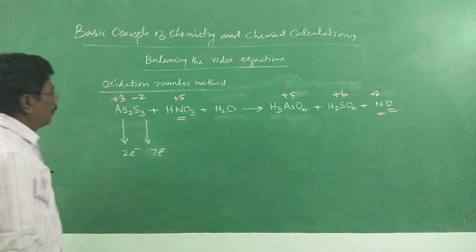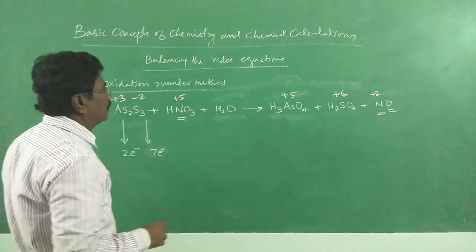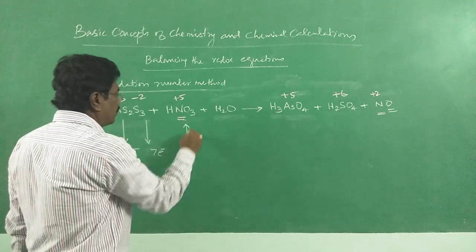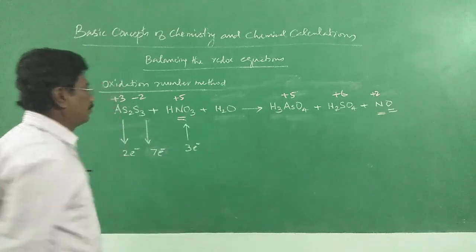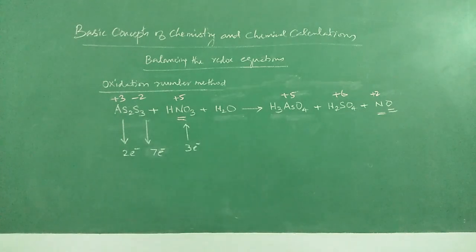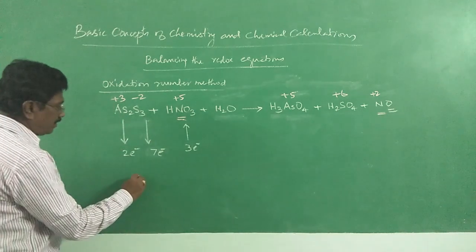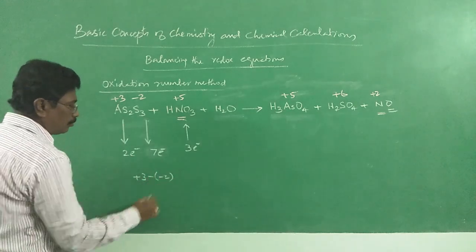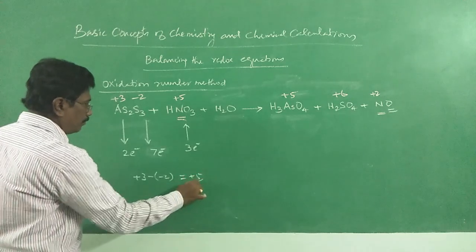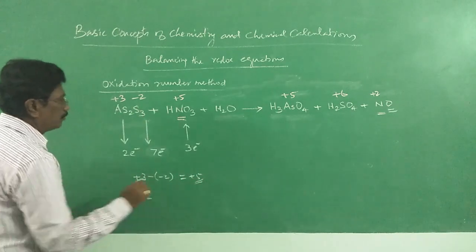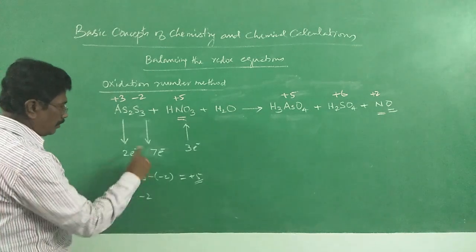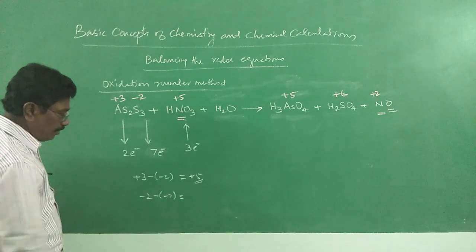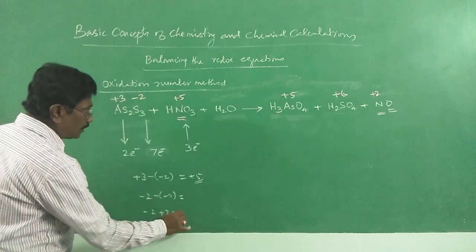Now, nitrogen from plus 5 is reduced to plus 3 by gaining 3 electrons. Alright. If with the plus 3, 2 electrons are eliminated, minus of minus 2 plus 5. Here minus 2. From that 7 electrons are lost, minus of minus 7, which is equal to minus 2 plus 7, which is equal to plus 5.